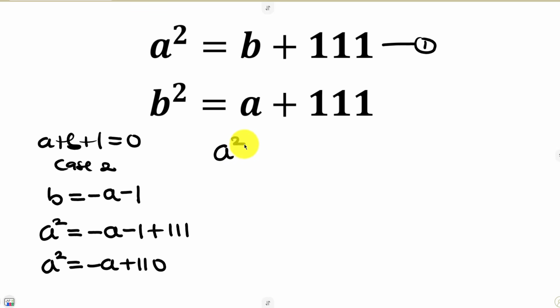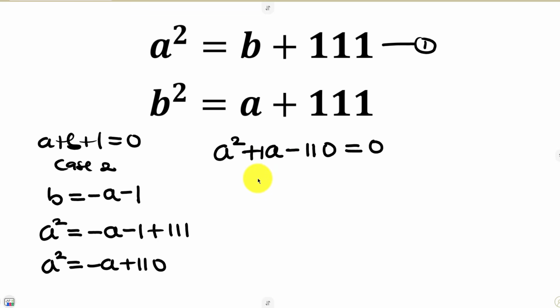So we have a squared. As negative a crosses to the left, it becomes positive a. And then as 110 crosses to the left, it becomes negative 110. And this is equal to 0. Fortunately, this equation can be factorized. So we're going to be looking for two numbers that we can multiply to give negative 110 and that we can add up to give positive 1.